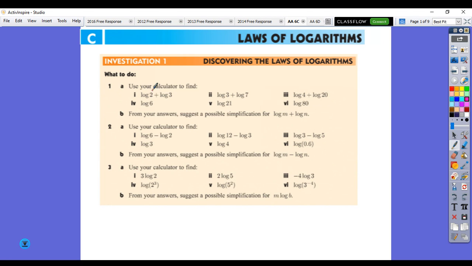Find the log of 2, and make sure you end the parenthesis, plus the log of 3. Find this value. Then what's the log of 6? These two go together, these two go together, these two go together. So if you want a demonstration, this shows you nicely that this works. But I'm going to keep moving.